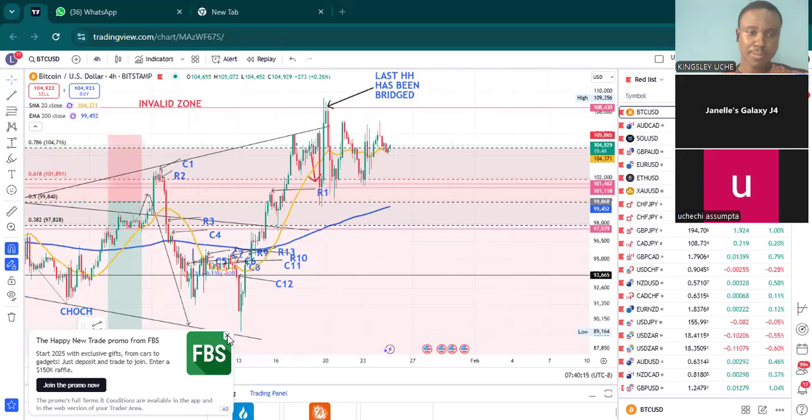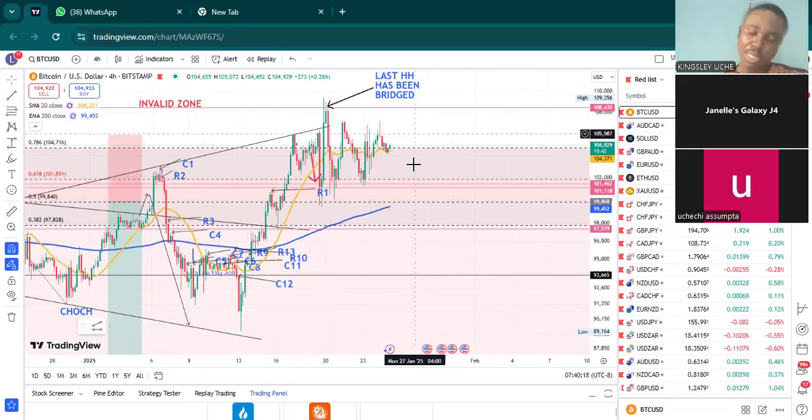Okay. Now, first of all, as you know, people who have been with me for the last Zoom session which I did, we understand that my strategy is all about two phases. We have the first phase and the second phase. The second phase is also known as the entry phase.